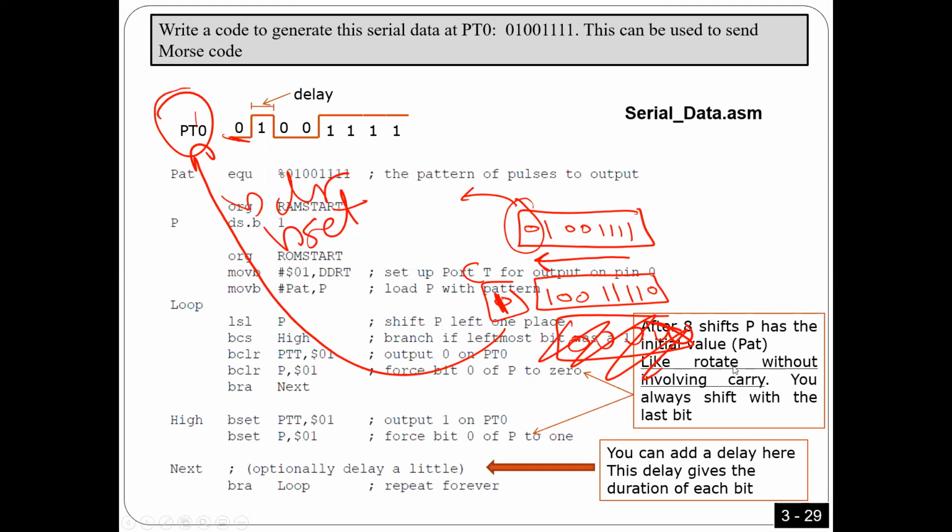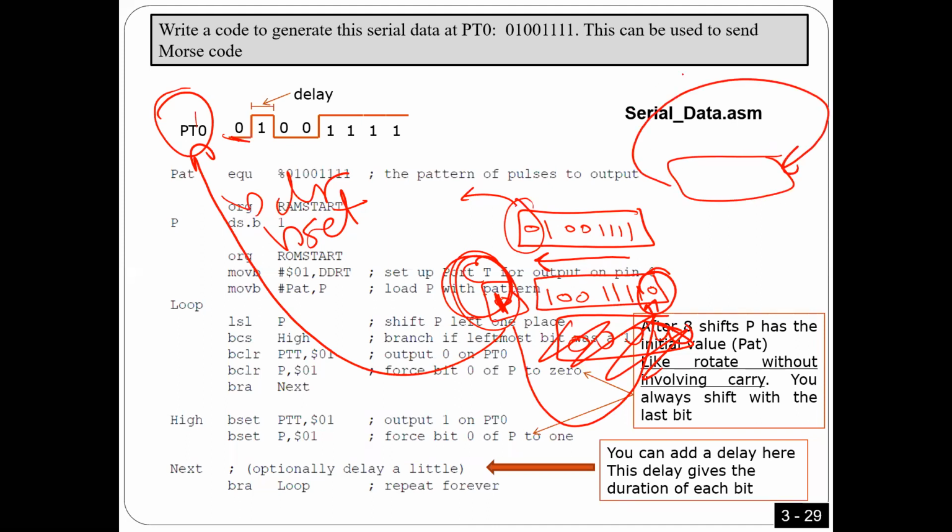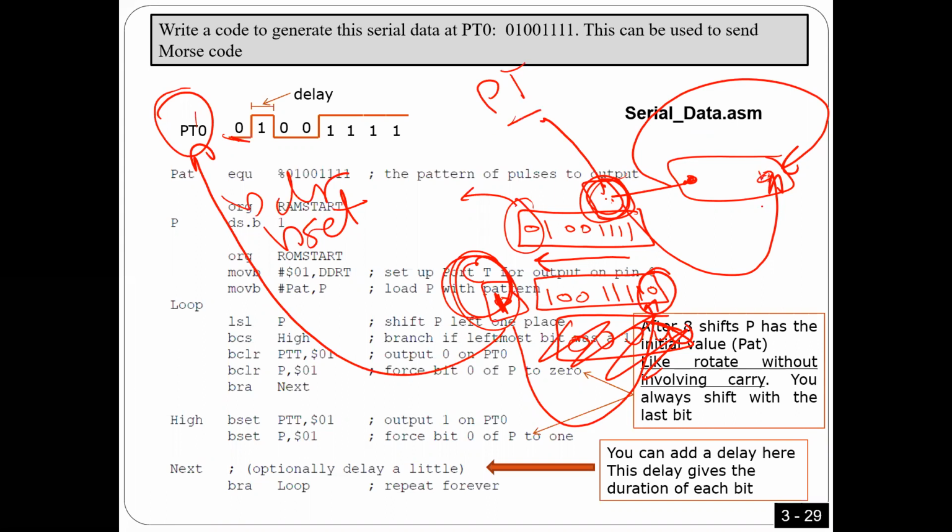What I'm going to do is take the bit you output here and put it back here again, so that after each iteration I get the same number again. It's something like rotating using shift. This bit is going to go to the carry, and based on the value of the carry, I put it back here, 0 or 1. Also, I put this value on the bit here, so that after the iteration I get the same number again.